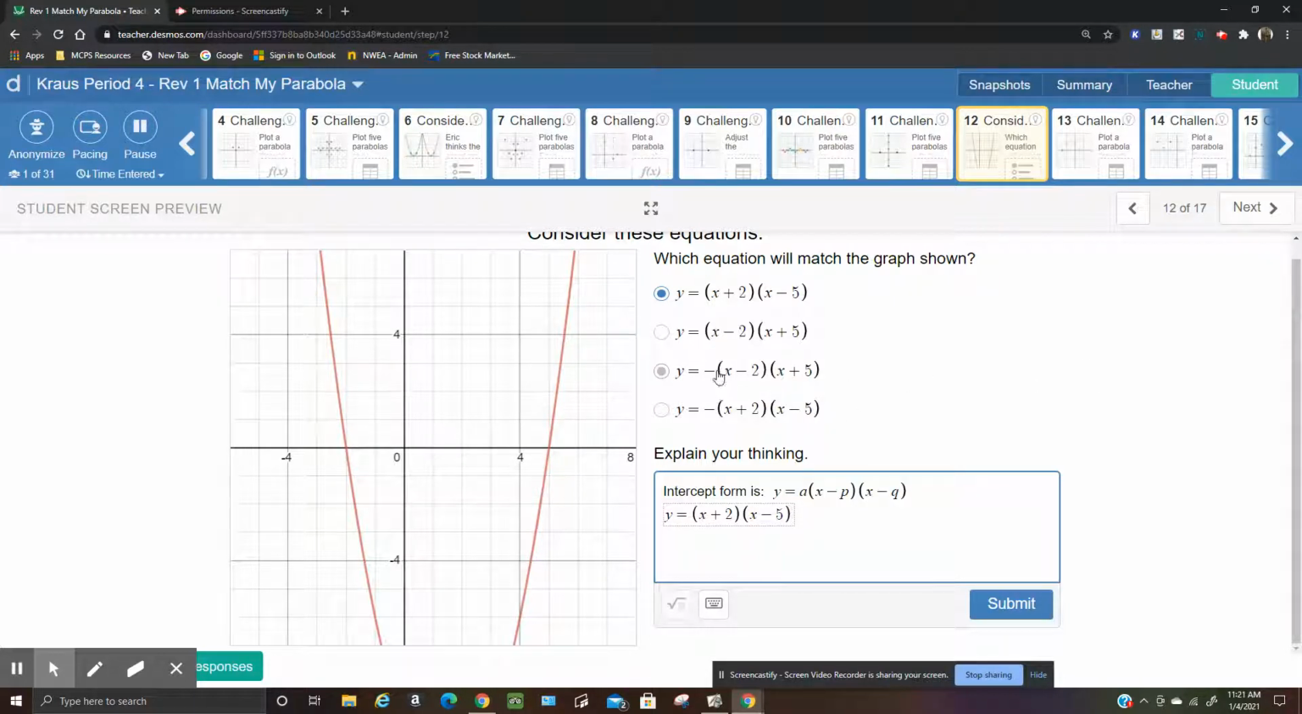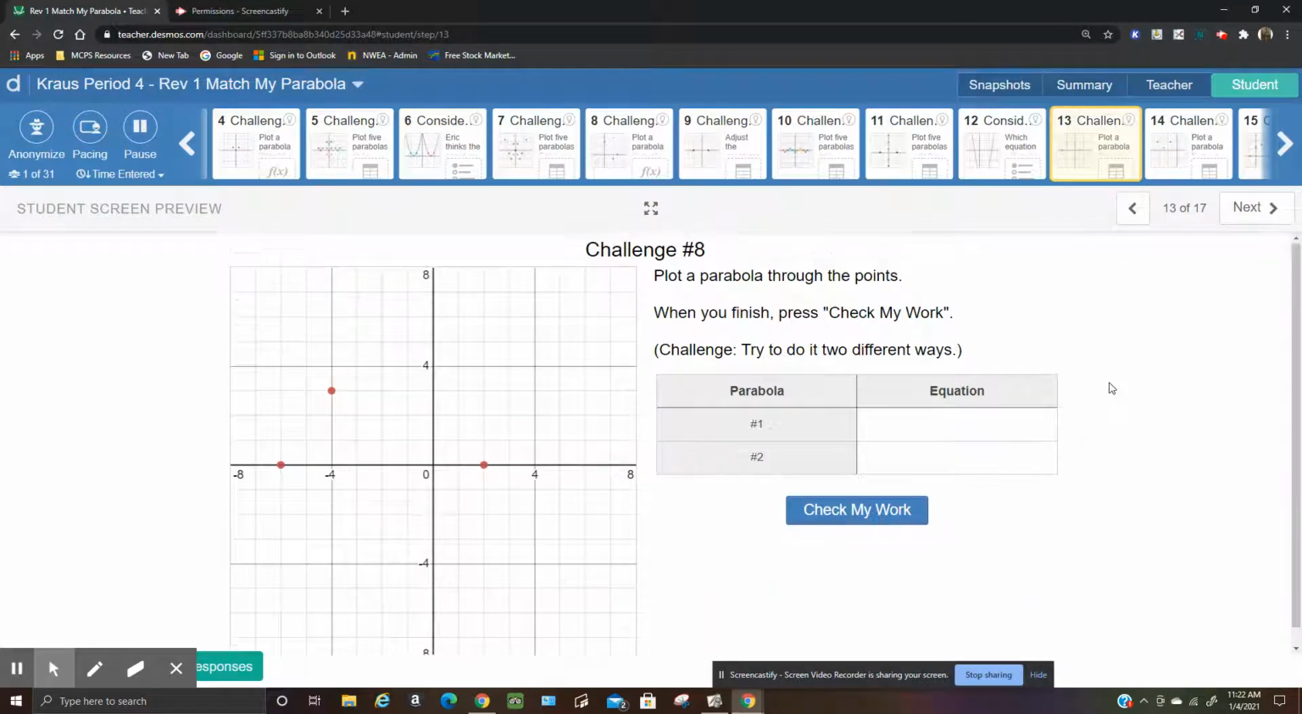These two you can eliminate because they would be facing downward, and this has the wrong signs in here. This would be x intercepts of 2 and -5. So this is a sign error here, the distractor. All right, this one.